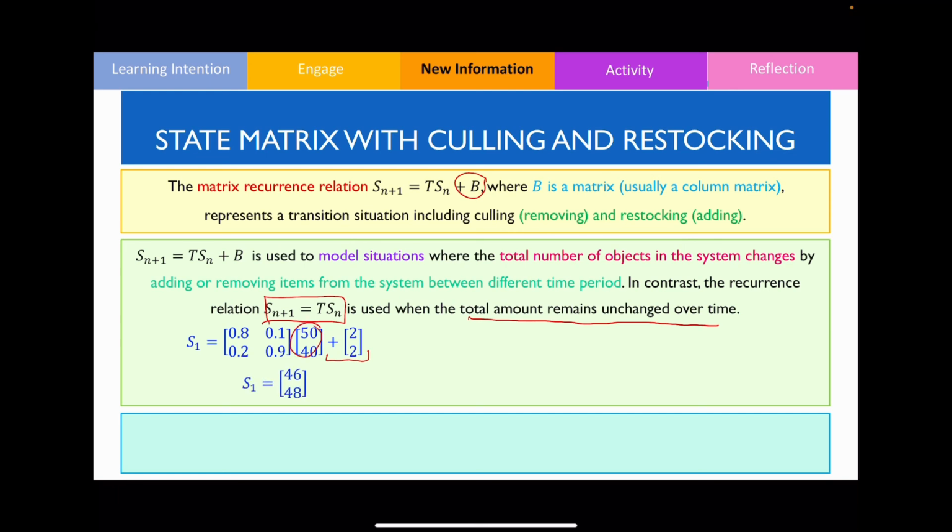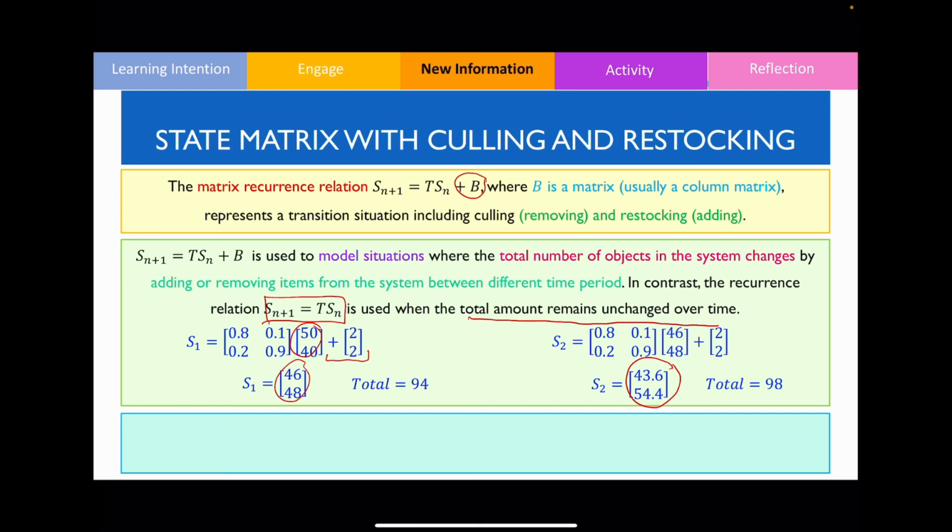We know that previously the total number of farm animals, let's say, was 90. But if you were to add up and find out the total of this value, it's now 94, okay? So as you can see, it has now changed over time. And if you wanted to find out the value of S2, again, you'd use the exact same formula, where we go the transition matrix multiplied by S1 plus the constant matrix B. If you were to find out the answer using the CAS calculator, this will be our answer. Again, if I was to find out the total of this, it is going to be equal to 98. And as you can see, the total amount has increased by 4.